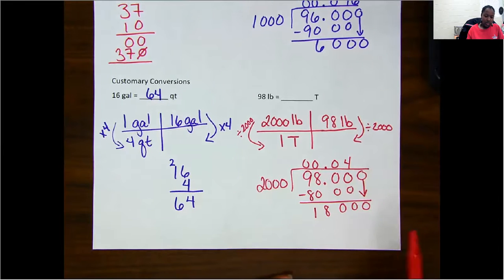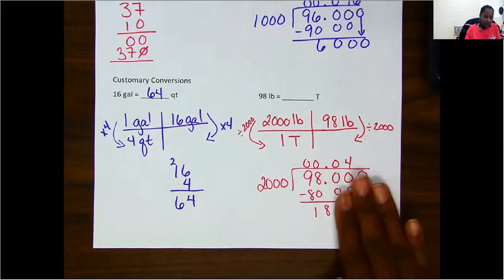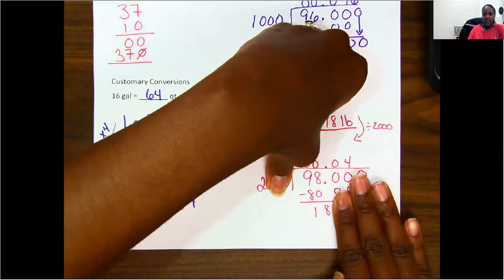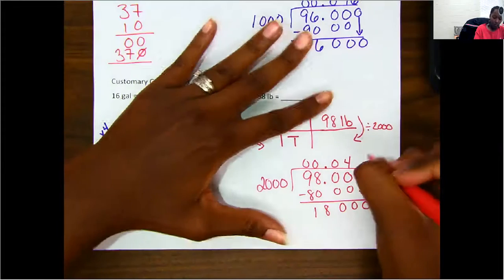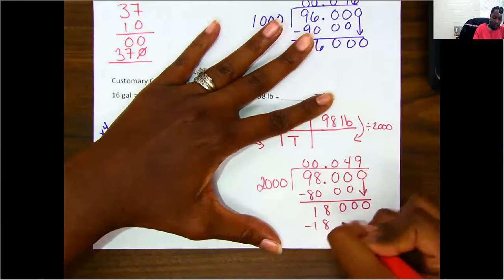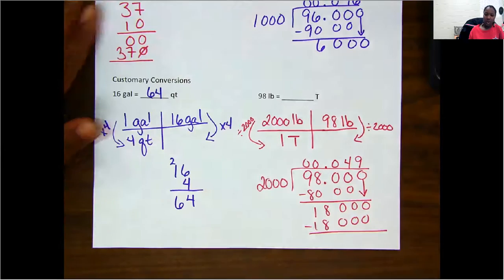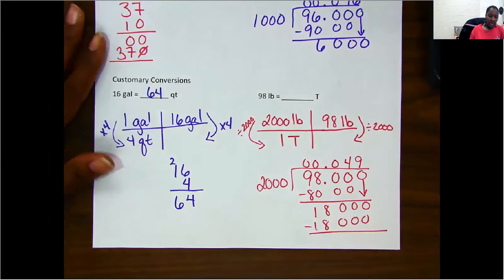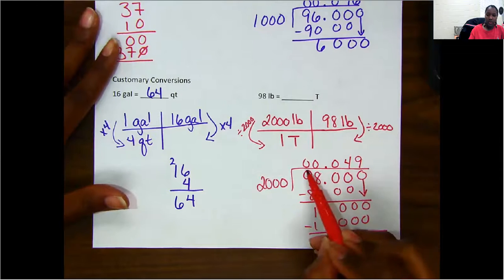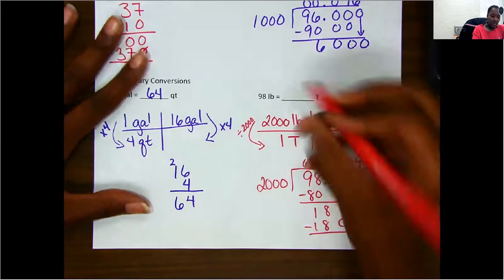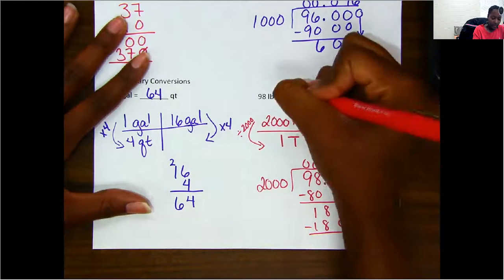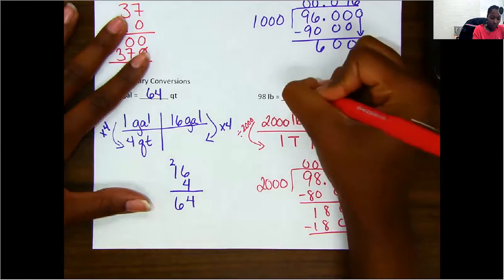If I were to just cover up these zeros, think of it this way. What times 2 will give me 18? If you said 9, you are correct. My problem is zeroed out. Now I need to transfer my answer. Remember, the zeros in front of the decimals we do not need to keep. You can if you want to, but I do need my decimal and everything that comes after it. 0.049.